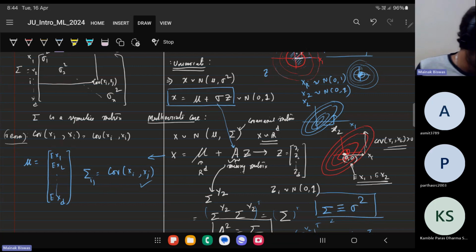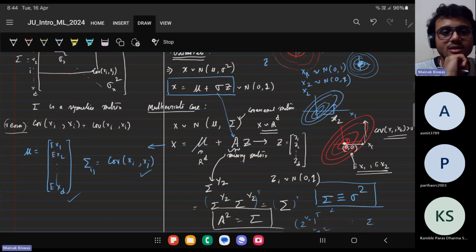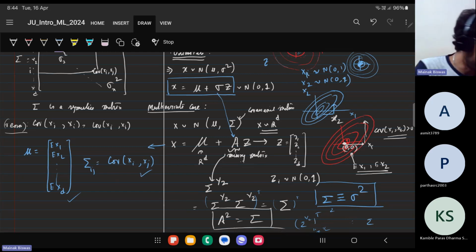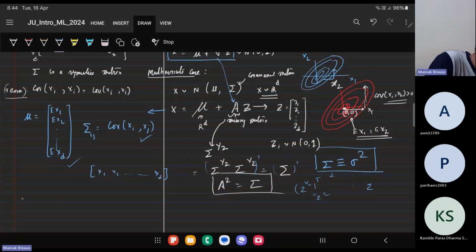So this is how you will estimate mu and sigma. Is it okay? So you will have data in this form, x1, x2, up to xd. So if I tell you what is mu i, what will you say? Your data is in this matrix form, right? So d-dimensional data, and you have n data points. So what will be xi?